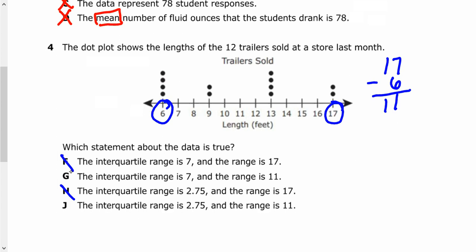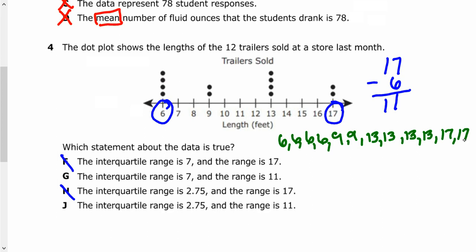Now I need to find my interquartile range. I'm not sure if there's another shortcut for this, but I prefer to go ahead and put my data in order here. So I'm writing out all my data: 6, 6, 6, 6, 9 and 9, and I have 4 13s and 2 17s. Okay, so I'm thinking about how we're going to build our box plot. So I want my median first.